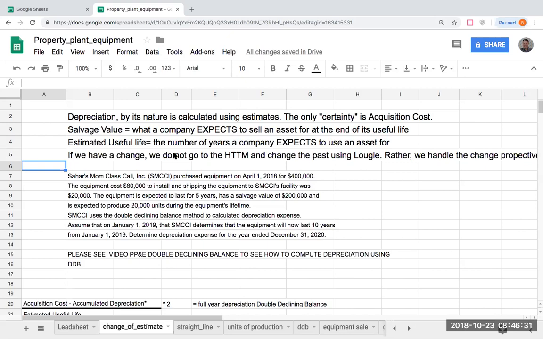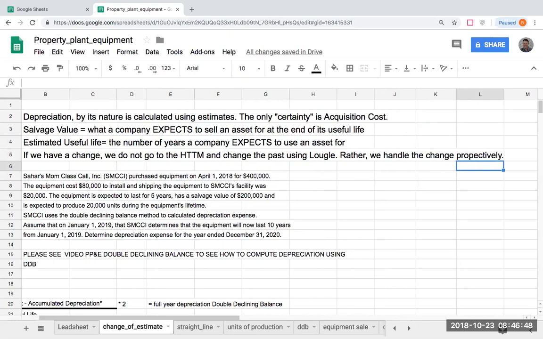Do we go into our HTTM, which is my acronym for the Hot Tub Time Machine? Great film, need to see it. And we use Google to figure out how to change the past. I haven't really seen the second film, although a lot of my students tell me it's amazing.